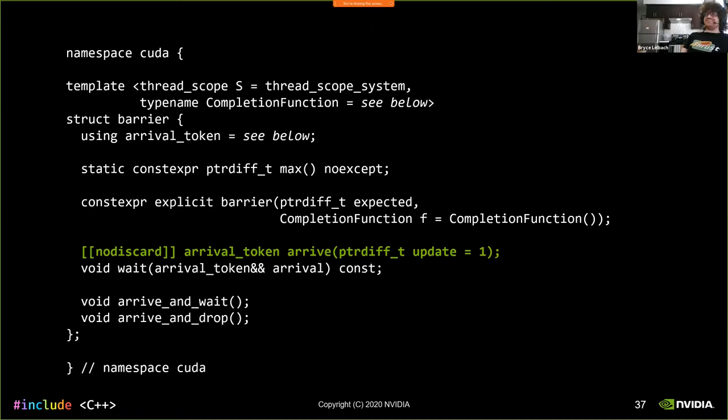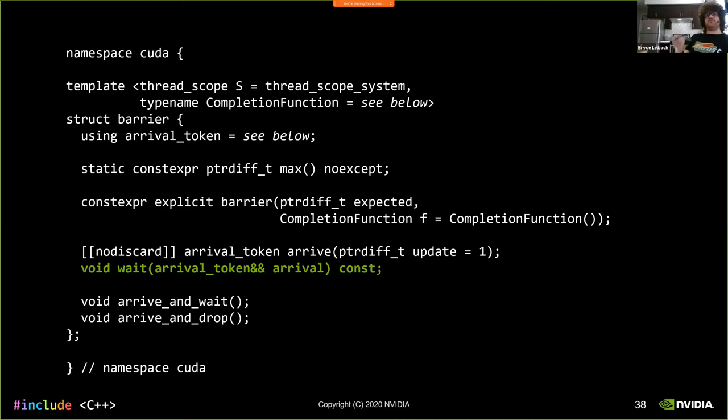So arrive is an asynchronous arrival on the barrier. Arrive doesn't actually block. What arrive does is it says, hey, I've reached the barrier. I've done all the things that I needed to do and that I need to make visible to other threads, but I don't want to block and wait for them yet because I have some other things I can go do. So arrive decrements the barrier count and gives you back an arrival token. That arrival token you can later use to wait, using the wait API here, which takes one of these arrival tokens.